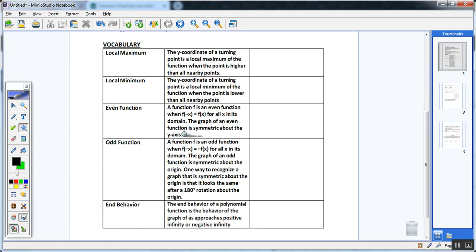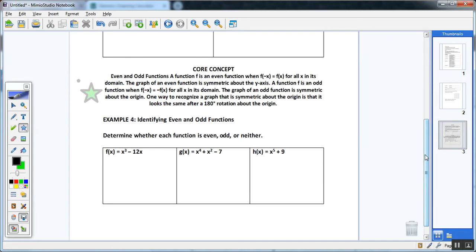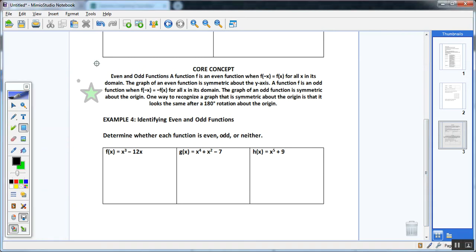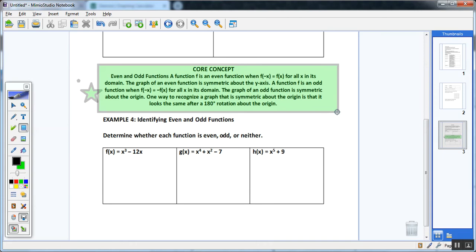You can turn it halfway around the origin, okay? But we have some rules for this, kids. Rules for even functions and rules for odd functions. So I want to go back to this core concept, and I want to read this carefully. I want to make sure we have this down. I want to make sure we understand how to manipulate this to understand what's an odd function, what's an even function. So before I go into example 4, how about a volunteer to read my core concept here this morning?